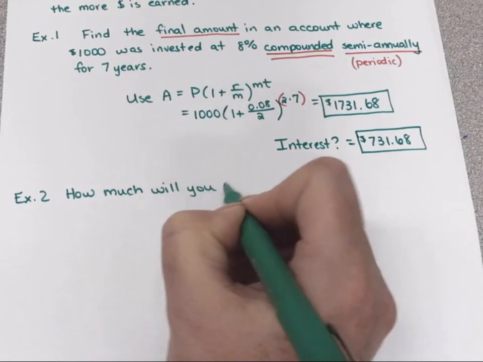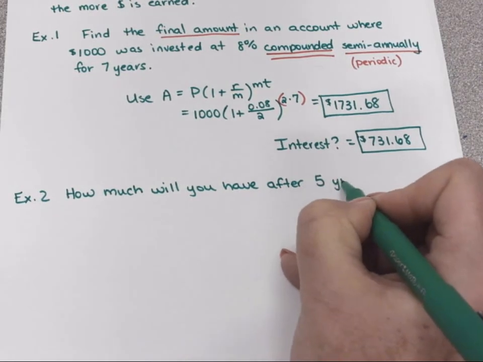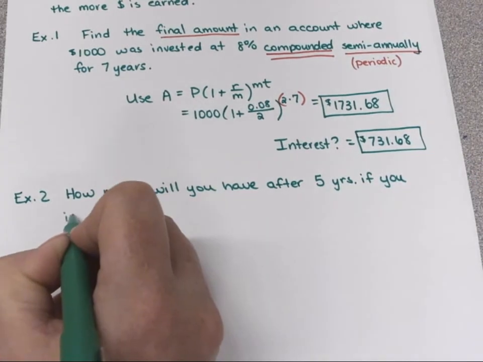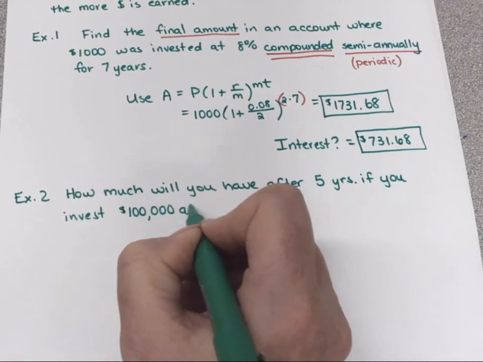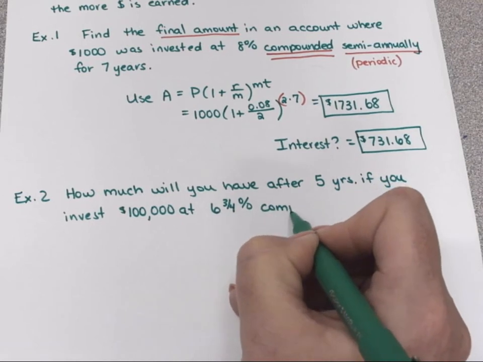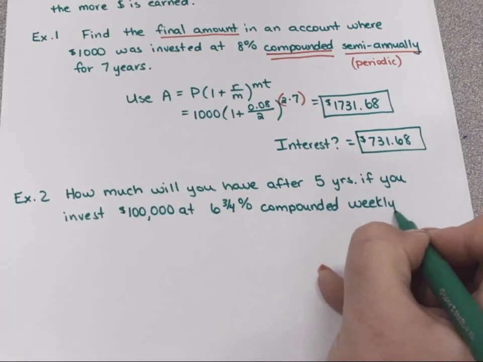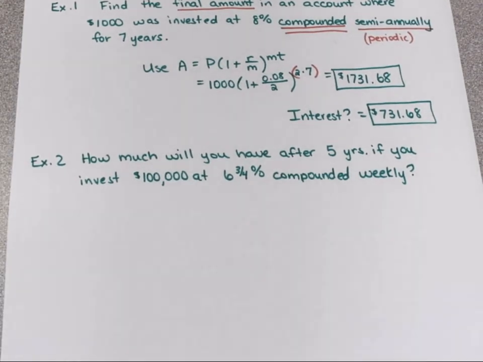How much will you have after 5 years if you invest $100,000 at 6 3/4% compounded weekly? So I wanted to do one where the interest rate was not a whole number, because actually most interest rates that you get quoted out there are not whole numbers. Usually they're decimals or fractions or something.